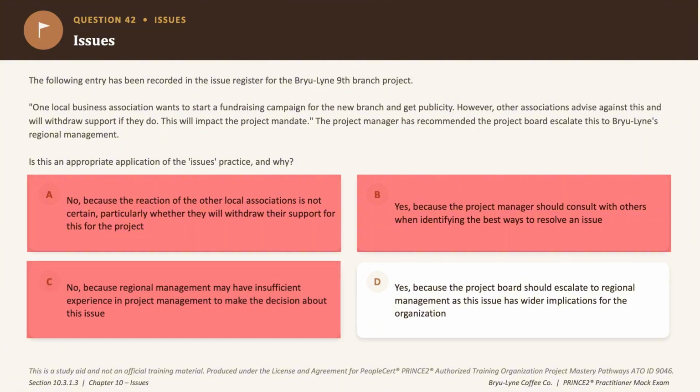Now option D says yes because the project board should escalate to regional management since this issue carries wider impact to the organization, especially as it questions the overall mandate for the project, and that is precisely why escalation beyond the project board makes sense here. It puts a question mark on the entire project mandate, which is the cornerstone of the project, and that requires a portfolio or program level escalation. So the correct answer to this question is option D.